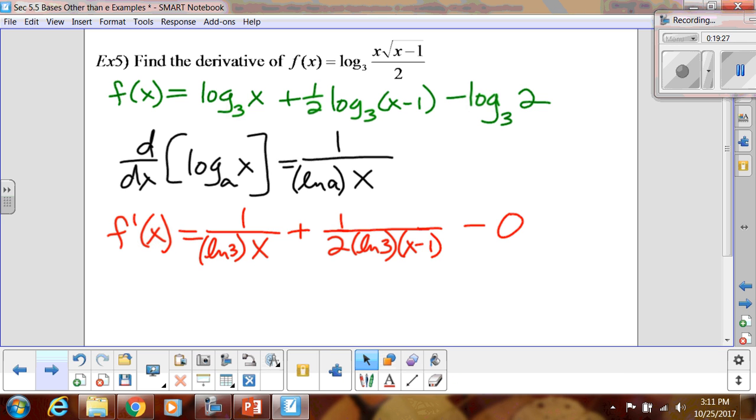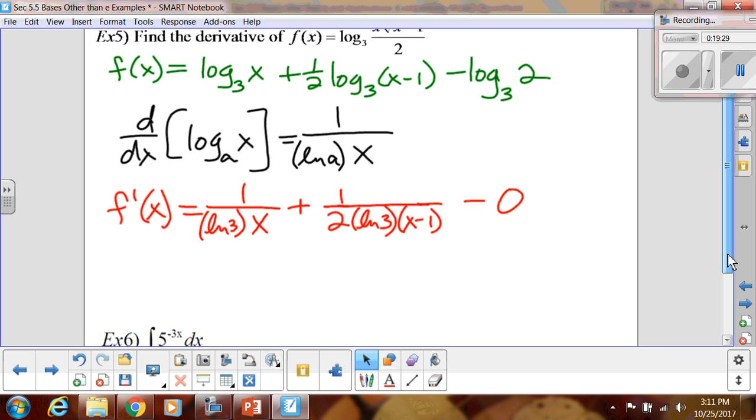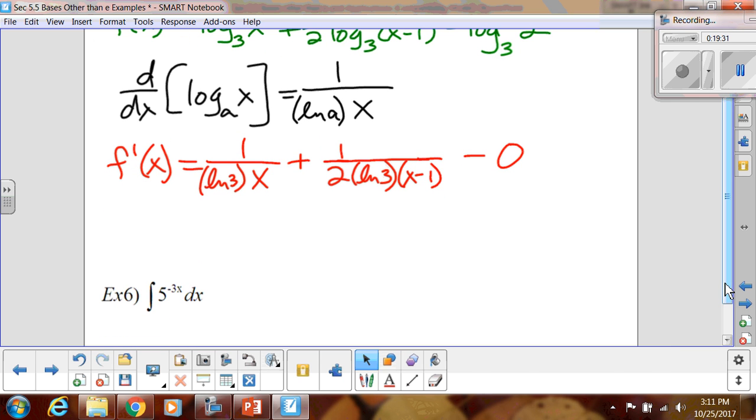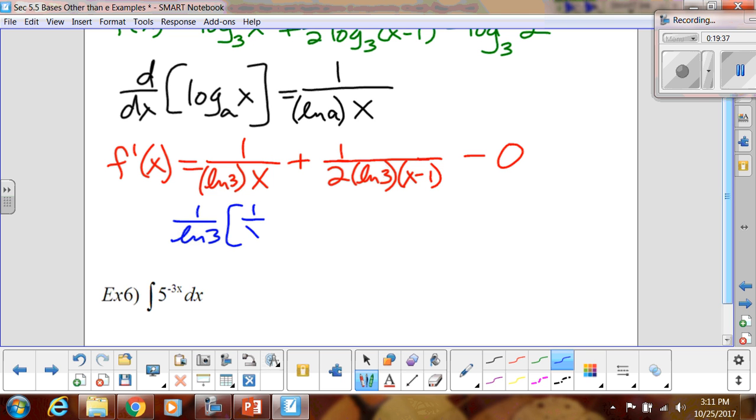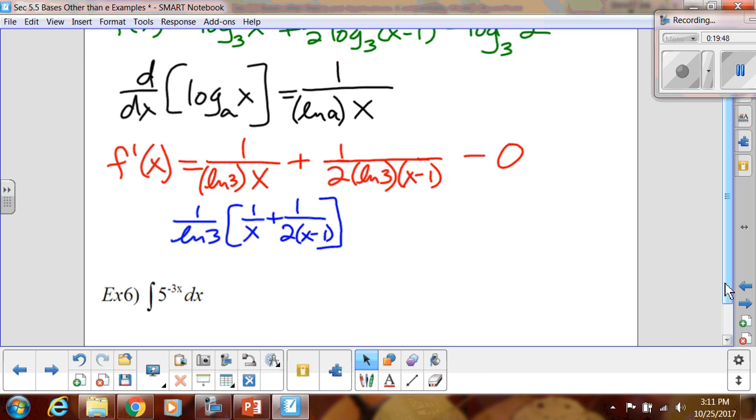Notice that I have a natural log of 3 in the denominator in both terms, so I can factor that out. So that leaves me with 1 over x plus 1 over, let's keep that factored, 2 times x minus 1. And then we can get a common denominator if we want to. So I can multiply this one by 2x minus 1, this one by x.